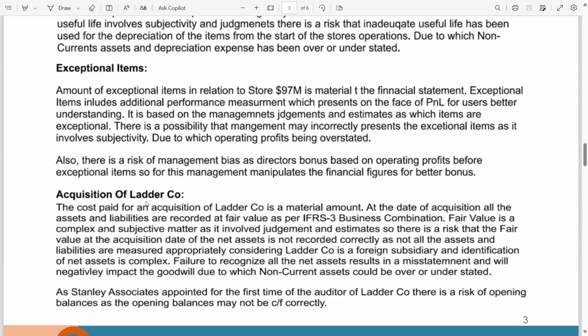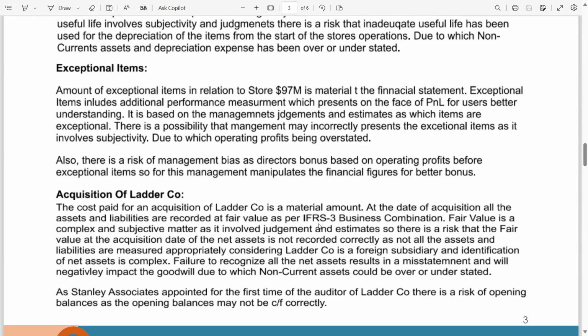Acquisition of Ladder company. The cost paid for the acquisition of Ladder company is a material amount. At the date of acquisition, all the assets and liabilities are recorded at fair value. Remember, some is paid through partial finance and through the group reserves. Also, there is a cash consideration.